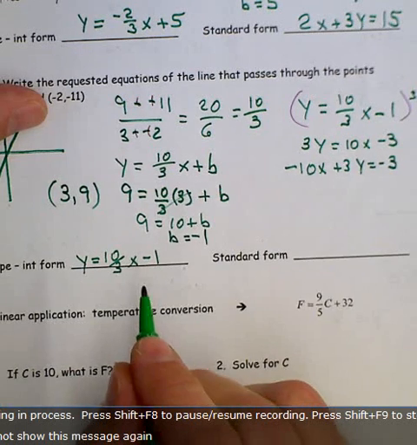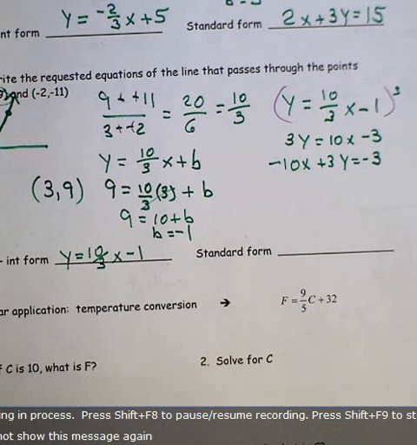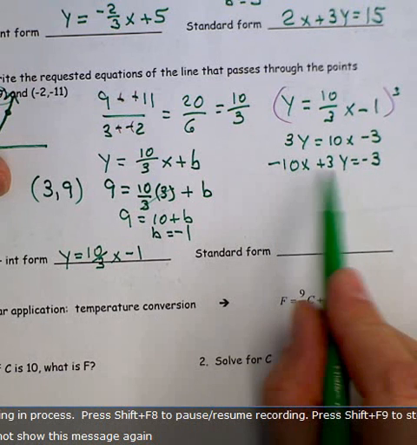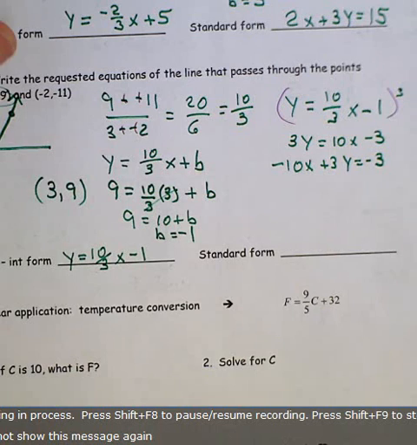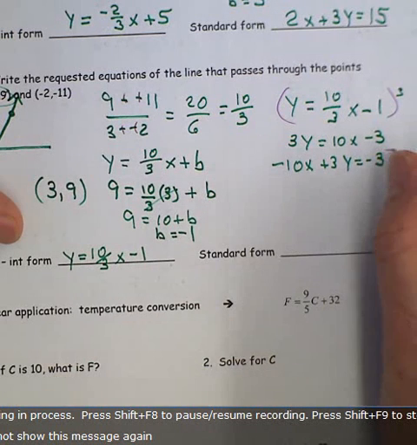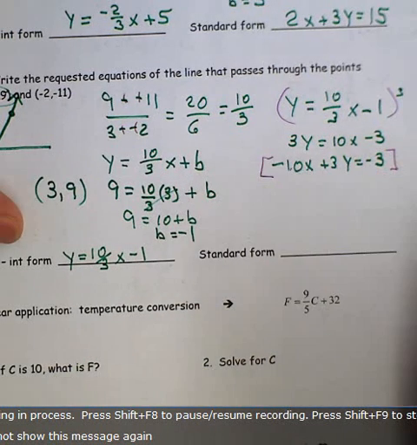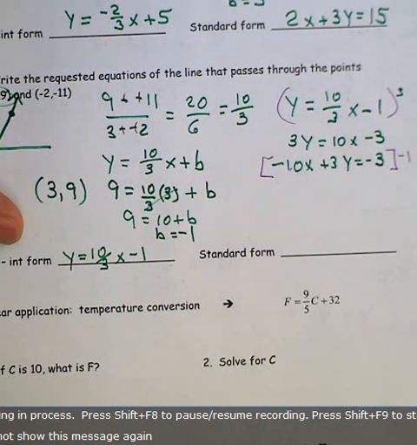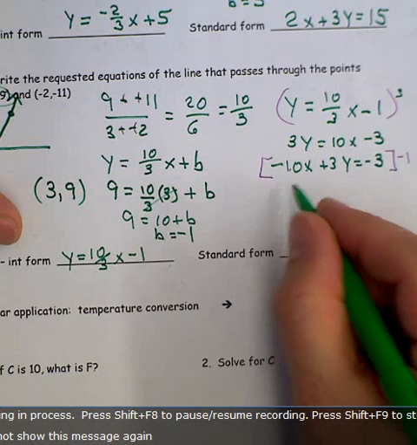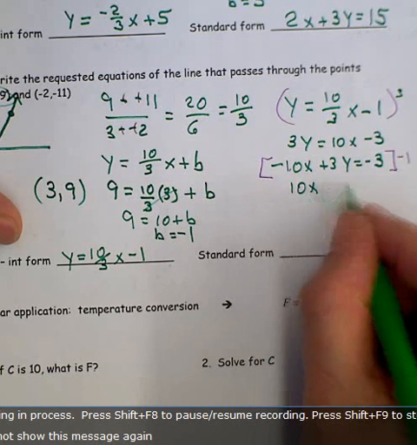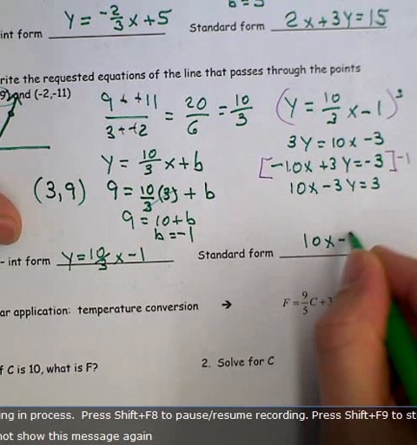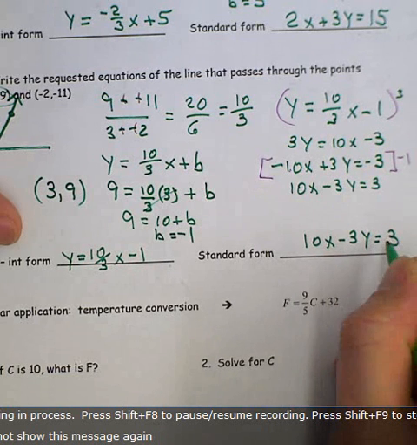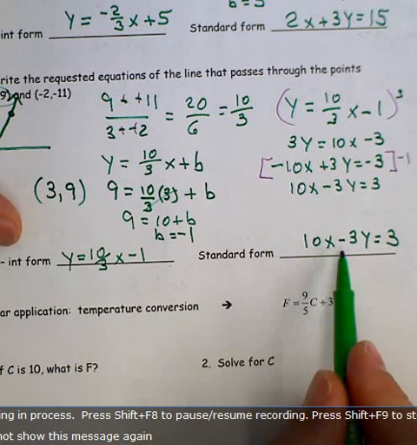And if we ever work accelerated math, it accepts this as standard form, as do some books. But we have the rule that we've been using that says the a value cannot be negative, so we multiply by -1, which then gives us a positive a value: 10x minus 3y equals 3. Now this equation and this equation are equivalent to each other, just different forms.